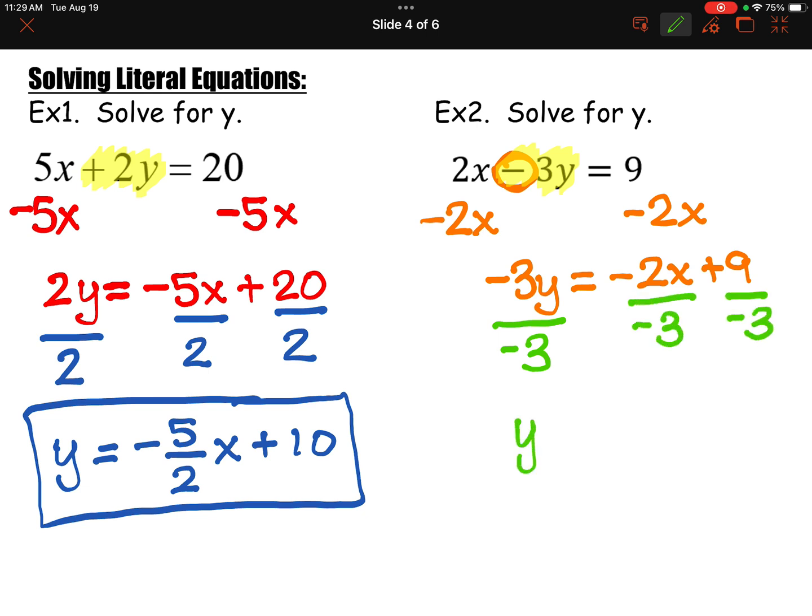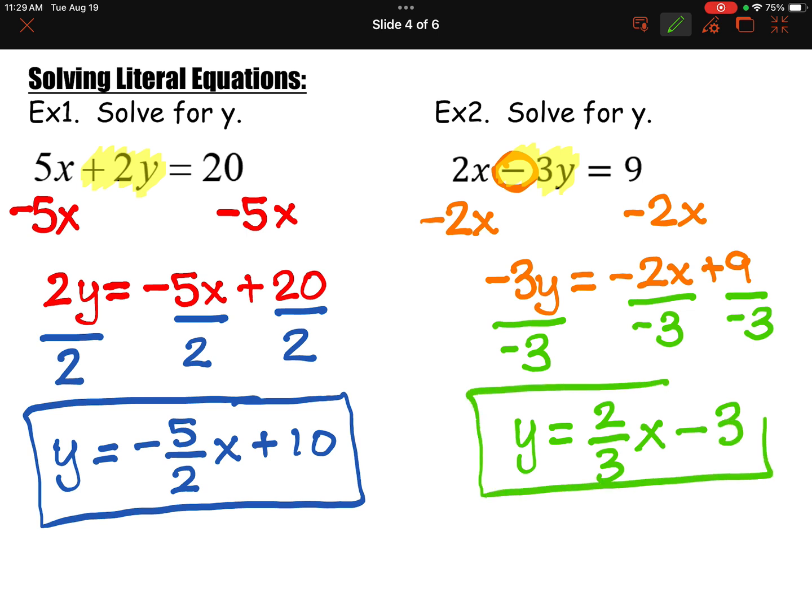So this, I end up getting y all by itself, which was my goal. A negative divided by a negative will turn into positive 2/3 x, and a positive divided by a negative will turn into minus 3 or negative 3.